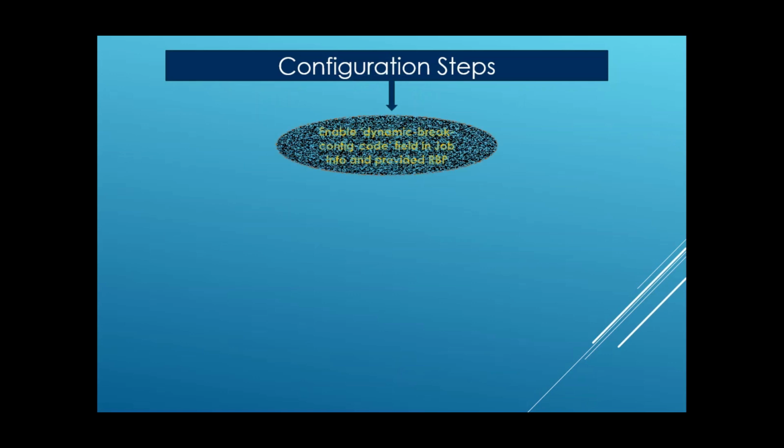So the first step is we need to enable the dynamic break config code in the job information. This feature is provided by SuccessFactors. This is pretty standard. There is already a field available in job information from Manage Business Configurations. From there you just need to enable that field, dynamic break config code. And after enabling, you need to provide the relevant permission: which users should view that field, particularly in employee's job info, and which users can edit that field as well.